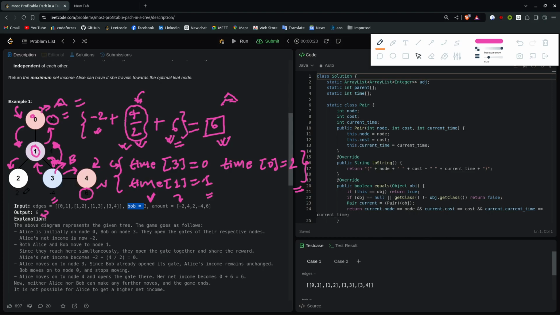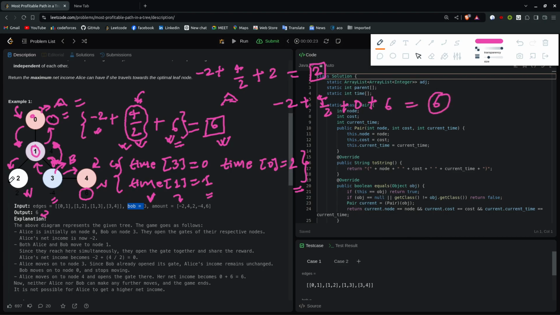So for node 2, the answer that Alice would have gained is -2 plus 4 divided by 2, since both of them were reaching this node at the same time, plus what if Alice decided to visit this node, then she would have incremented +2 in her answer, and the answer would have been just 2, right? But if Alice had decided to go this way, the answer would have been -2 plus 4 divided by 2 plus 0 plus 6, and hence we get the answer as 6.